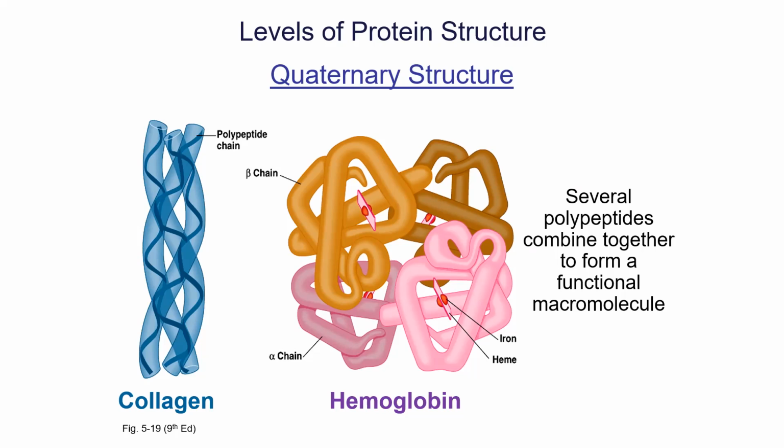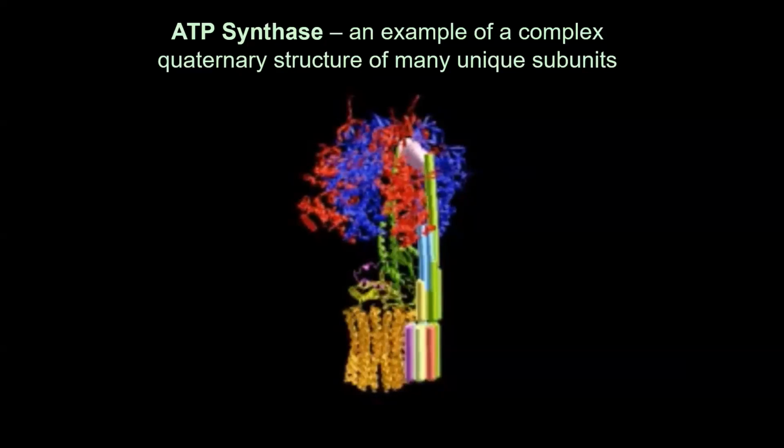Another one there on the right is hemoglobin, and it's actually 4 peptides together. And so one hemoglobin will actually carry 4 irons, which means it will carry 4 oxygen molecules around in your blood. So you see this quite often with proteins, this quaternary structure. Not every protein, but pretty common.